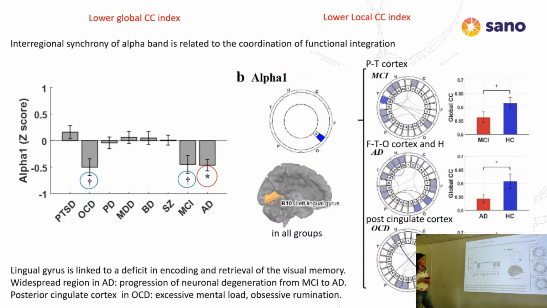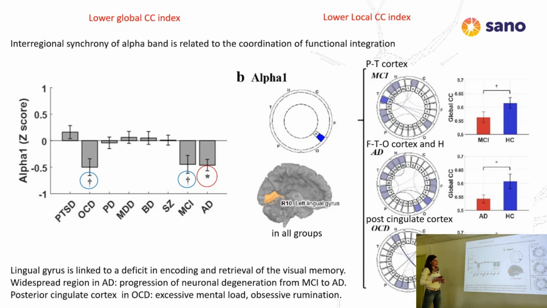In the alpha-1 band, instead, a lower clustering is shown for Alzheimer's disease, mild cognitive impairment, and obsessive-compulsive disorders. And for all groups, in the left lingual gyrus, that is linked to encoding and retrieval of visual memory. So also in this case, a cognitive decline is defined by a lower clustering.